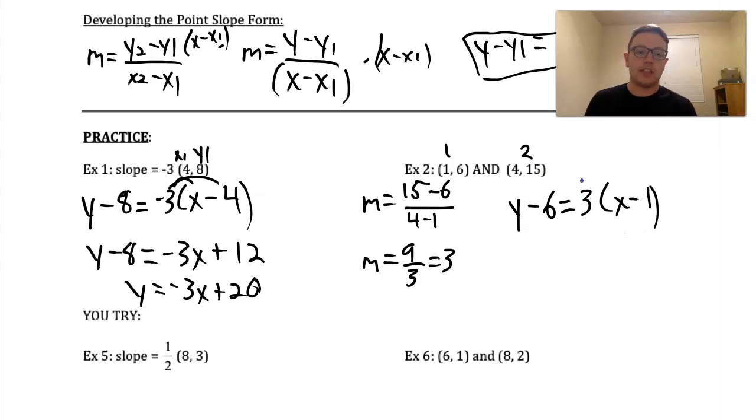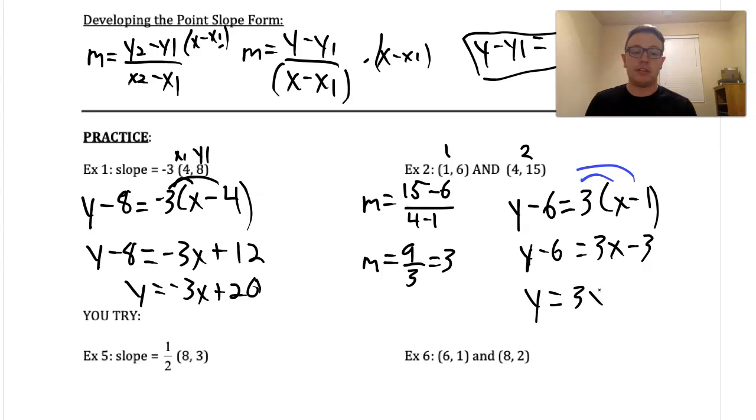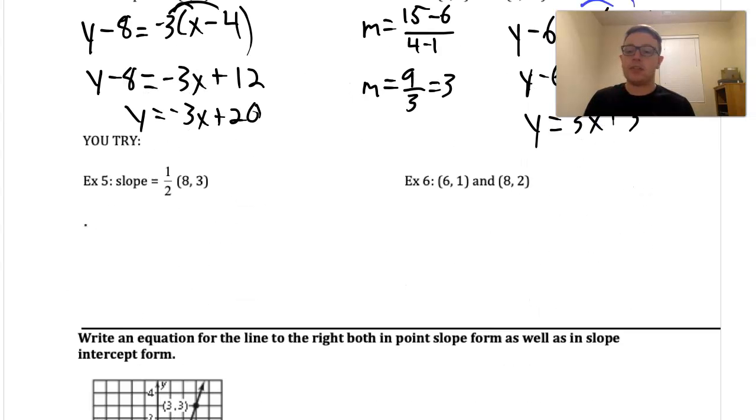Now we distribute this in, and we're left with y minus 6 is equal to 3x minus 3. From here, all we need to do is add that 6. So we're left with y is equal to 3x plus 3. Now we have a couple of examples. I want you to put both of these into slope-intercept form using point-slope form first.